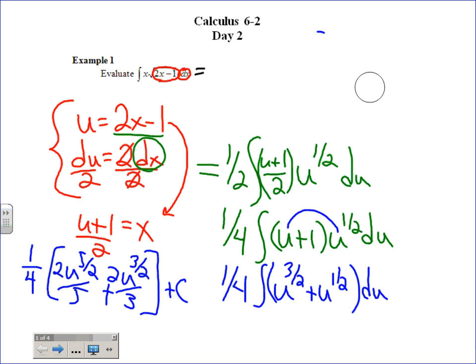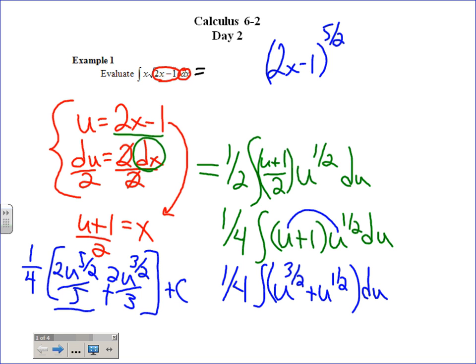Now we got to sub it back in. You're right. And what are we subbing back in? Well, any place we see a u, we're going to just put back in 2x minus 1. And I'd probably put that 1/4 through just to clean things up. So let's look at the first one here. If you put u back in, we've got 2x minus 1 to the 5/2.